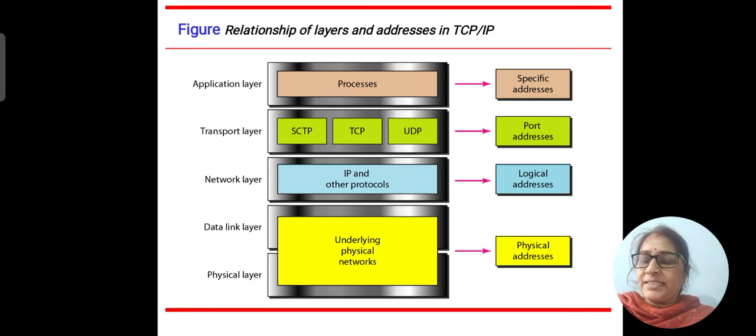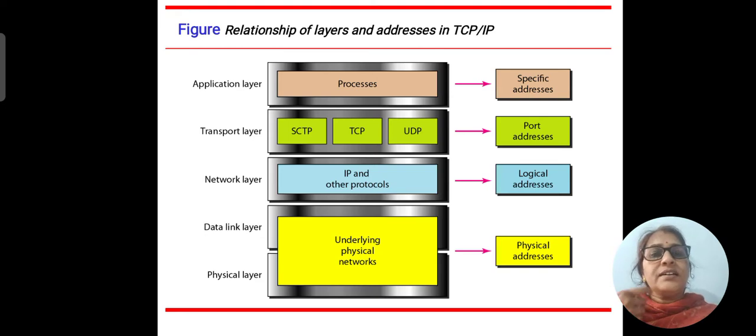Physical addresses, as shown in the block diagram, are known as the link address. It is the address of a node defined by its LAN or WAN. It is included in the frame used by the data link layer. It is the lowest level address.